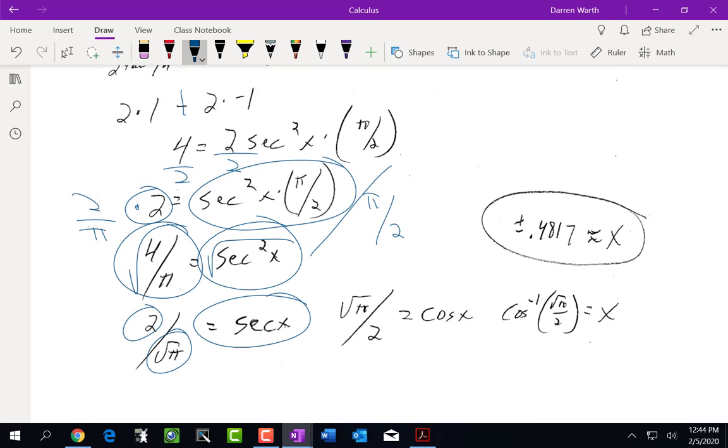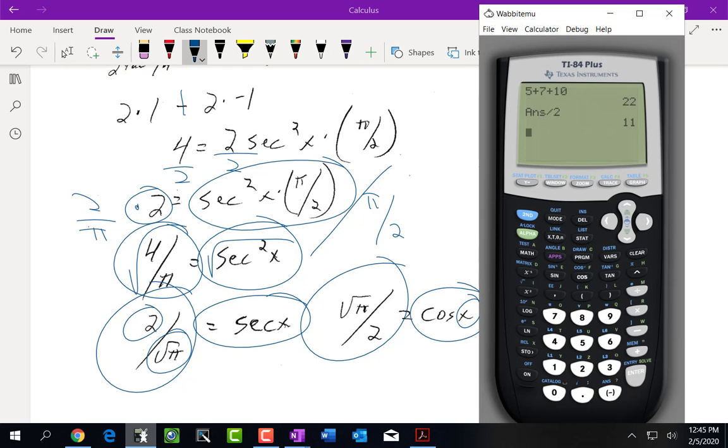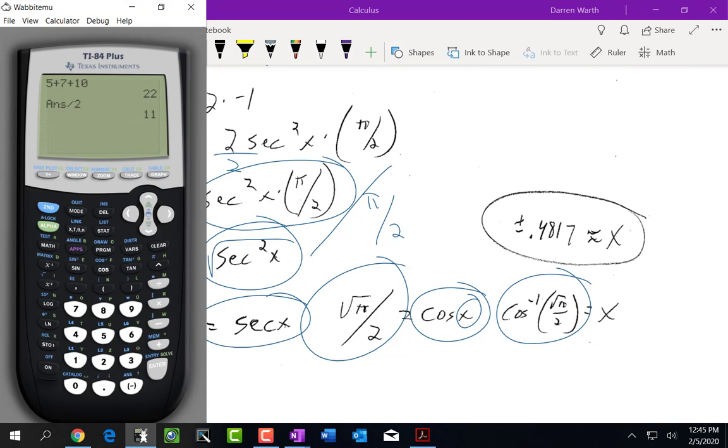Secant of x isn't on my calculator, so I have to change to one of the functions that is. I take the reciprocal of both sides, so the reciprocal of secant of x is cosine, and I flip the other side, which becomes the square root of pi over 2. To get x by itself, I take cosine inverse of both sides, so the cosine inverse of the square root of pi over 2 equals x. At that point, just type that into your calculator. Make sure you're in the correct mode, so come down here to radian mode.